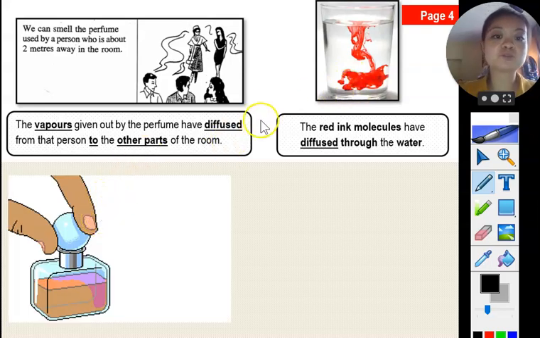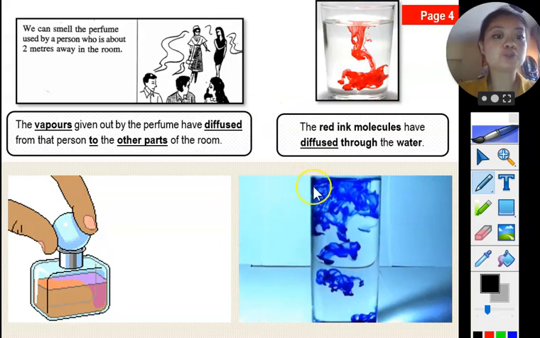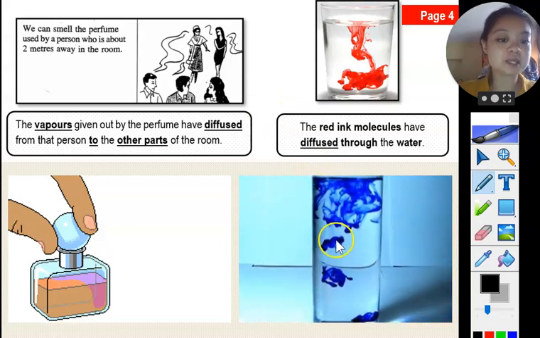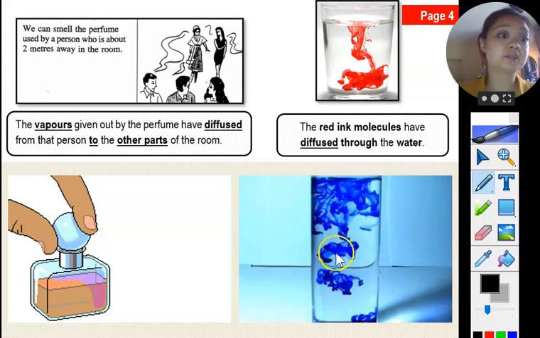So this is what you will see. You will notice that the blue ink, in this case, spreads throughout the liquid.